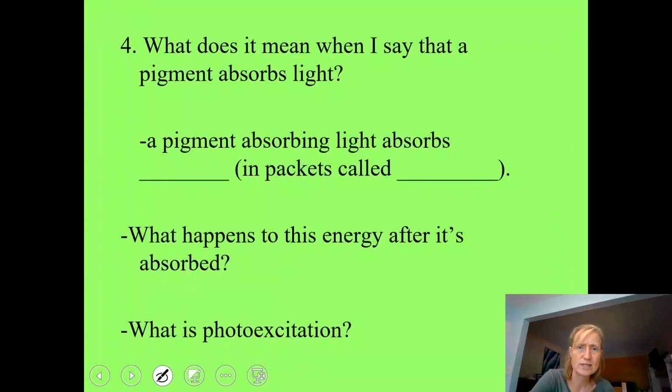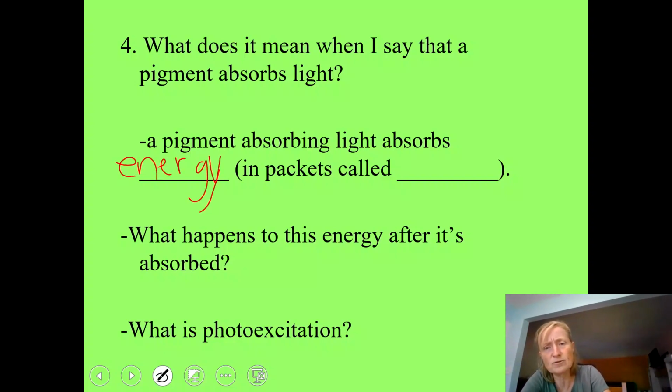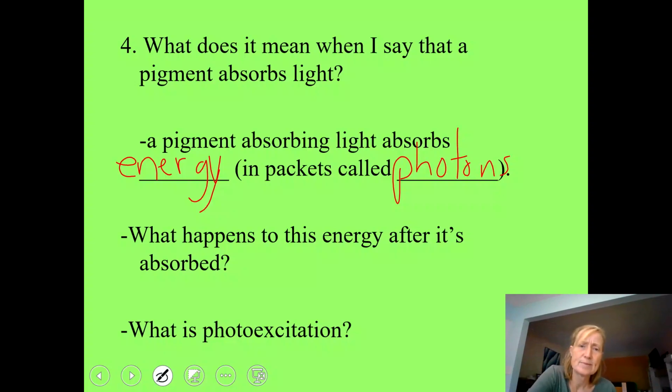Let's go over this again. What does it mean when I say that a pigment absorbs light? So one of these antenna pigments absorbs light, and it's really absorbing photons, or energy. So a pigment is really absorbing energy in the form of photons, these packets of energy, right? And pigments then can transfer this energy to the reaction center.